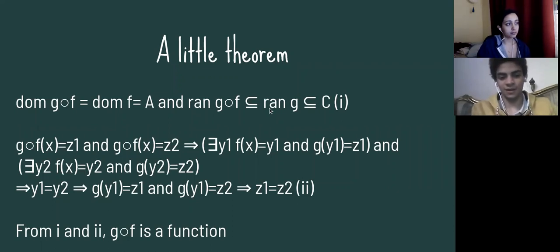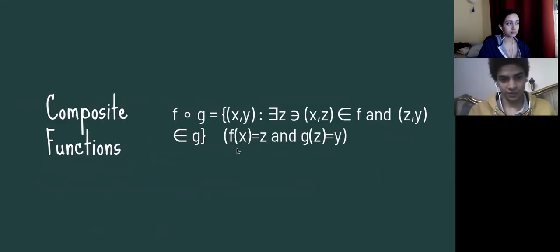That's the easier condition. The second condition is that G composite F of X equals Z1 and G composite F of X equals Z2. Now what I want to prove is that Z1 equals Z2. So this step would have a lot of variables, but it's just applying the definition of what a composite is. So what do I mean by G composite F of X equals Z1? Looking at the definition of the composite, this specific form of definition, f of x equals z and g of z equals y.